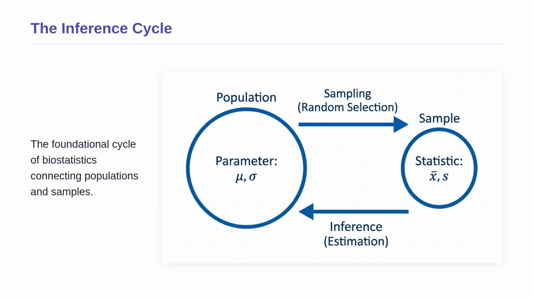To visualize everything we have learned, take a look at this diagram. On the left, we have the large population circle, which holds the true hidden parameters like mu and sigma. Because we cannot measure it directly, we follow the top arrow and take a random sample. This gives us the smaller circle on the right. From this sample, we calculate known statistics like x bar and s. Finally, we follow the bottom arrow, using statistical inference to estimate the unknown parameters of the population. This continuous cycle is the foundational bedrock of all biostatistics.